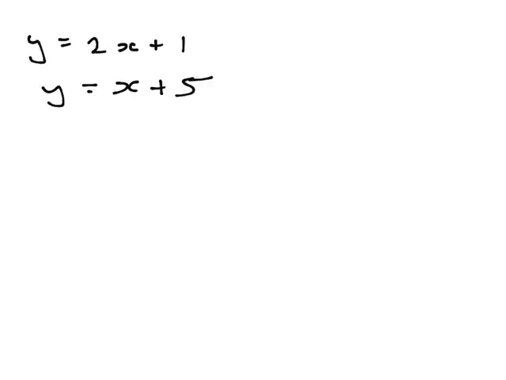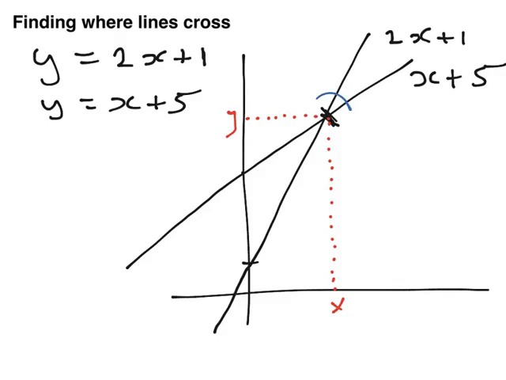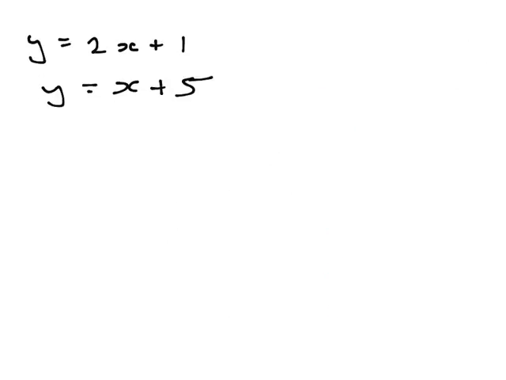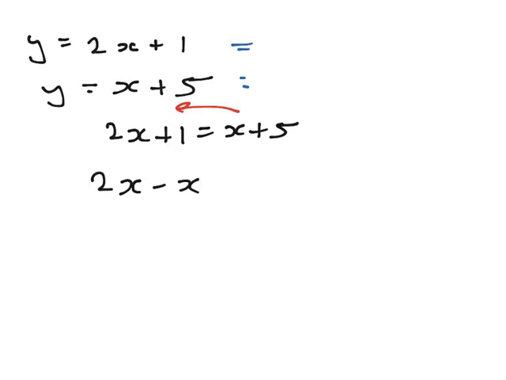Now, the thing is, if these two lines cross, we are looking for the point where they cross over, then basically this thing here must equal that thing there. So let's write that. We just write down, well, 2x plus 1 must equal x plus 5 at the point we're interested in. So let's just swap everything around. I'll take this x over here, and it becomes a negative x, so I get 2x minus x. And I'll take this 1 over here, and it becomes a minus 1, because it's changing sides.